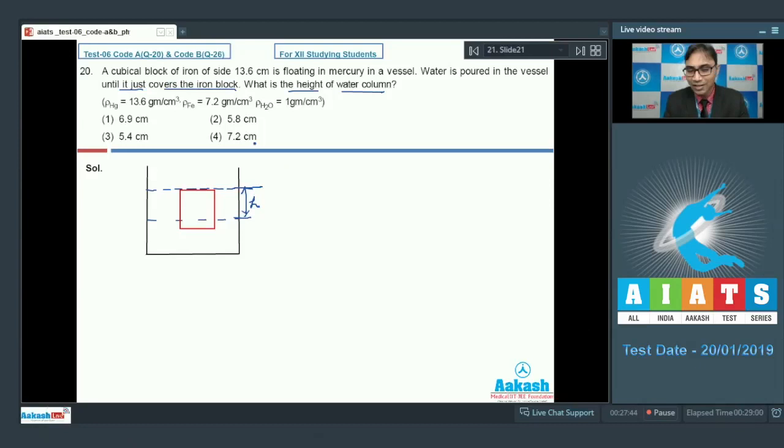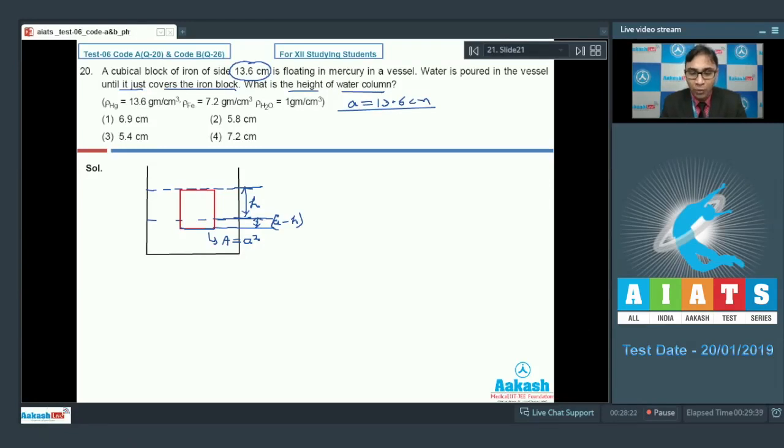And let's say A is the side of the cube, then A is equal to 13.6 centimeter. It is given in the question. So the base area of the cube will be equal to A square. And if this height is h, then this height will be equal to A minus h. A is the side length of the cube. So we can write it like this: this height is A minus h and this is h.